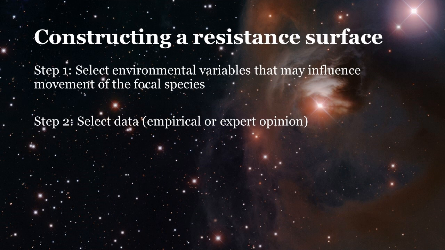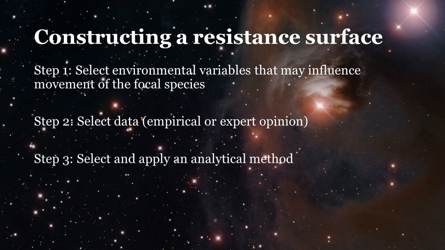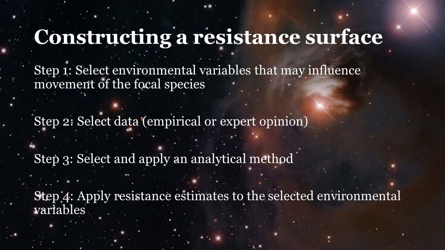The third step is selecting and applying an analytical process such as a resource selection function. However, if there are other behaviors besides resource selection that drive movement, then those behaviors must be accounted for separately. Like we saw in class with our landscape resistance game, the ideal path becomes less predictable as the landscape becomes more fragmented. And finally, step 4, which is to apply resistance estimates to the selected environmental variables.